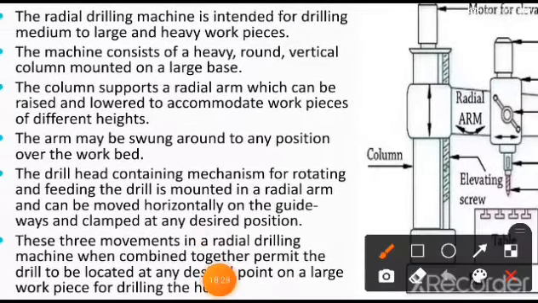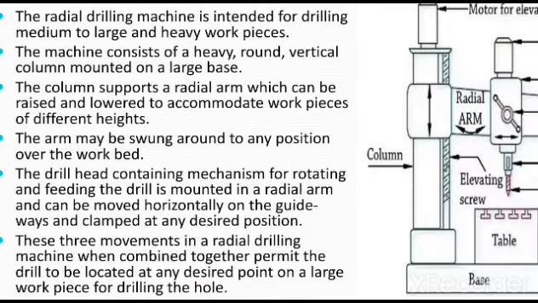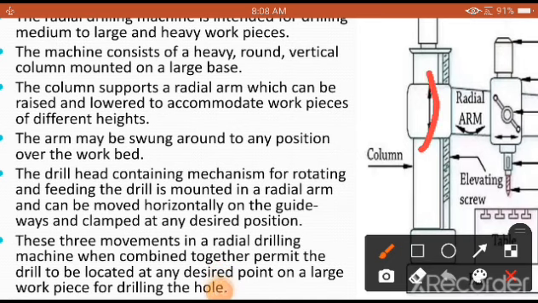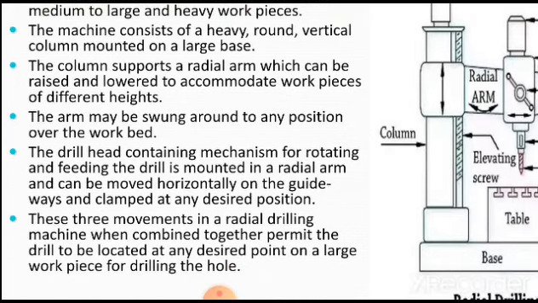Now, as you are going to see, this arm can be rotated along the column, and it can also be made to move up and down like this. Also it can be rotated with respect to the column. That is the main construction of your radial drilling machine. The drill head, containing the mechanism for rotating and feeding the drill, is mounted on the radial arm. It can be moved horizontally on the guideways and clamped at any desired position. So that is very, very important.